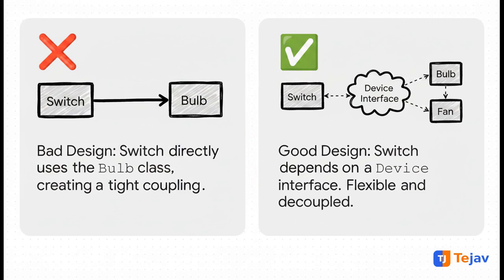But now, look at the good design on the right. The switch class doesn't even know what a bulb or a fan is. Instead, it just depends on a general device interface. This means you can give the switch any object, as long as that object promises to act like a device. We often do this with a pattern called dependency injection, where the device is just handed to the switch. And just like that, our switch is completely decoupled and super flexible.